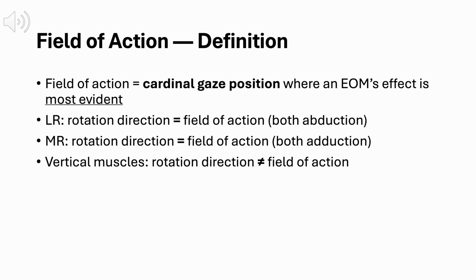Vertical muscles behave differently. For these muscles, the direction of rotation does not equal the field of action. Their vertical effects are most evident only in specific gaze positions, which is why testing them requires moving the eye into particular cardinal positions. This distinction is critical for accurate motility testing and muscle localization in strabismus evaluation.